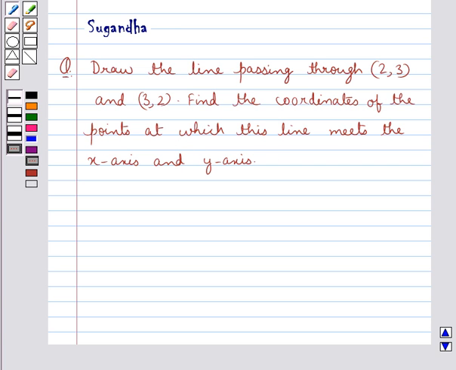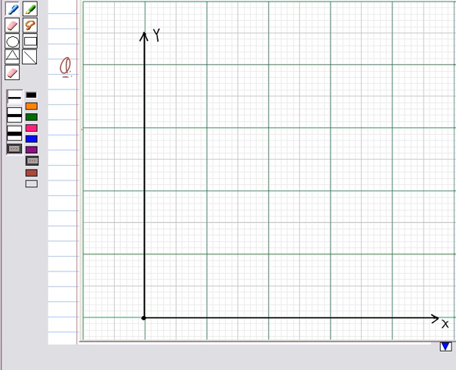To do this, first we draw the x-axis and the y-axis. We have taken the horizontal line as the x-axis and this vertical line as the y-axis. And the point where these two axes meet, that is this point, is called the origin, that is O, whose coordinates are (0, 0).